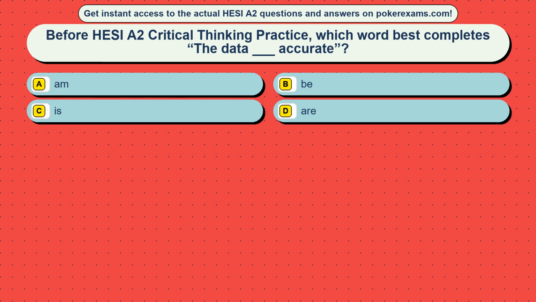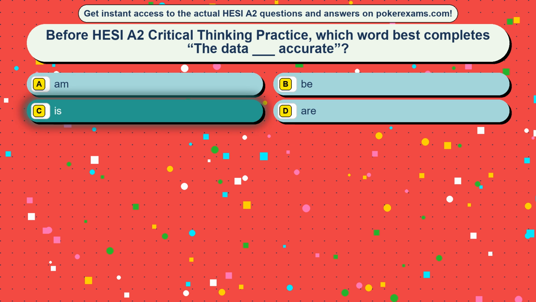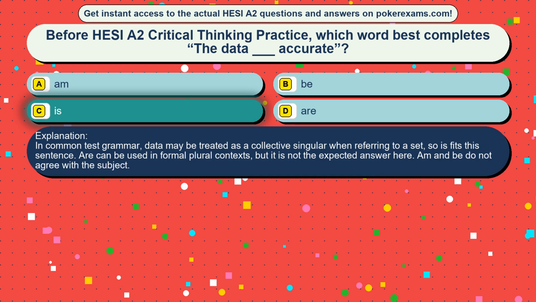Question 35. Before HESI A2 critical thinking practice, which word best completes the sentence, data blank accurate? Option A, them, option B, are, option C, is, option D, the. The correct answer is option C, is. In common test grammar, data may be treated as a collective singular when referring to a set, so is fits this sentence. Are can be used in formal plural contexts, but it is not the expected answer here. A and D do not agree with the subject.